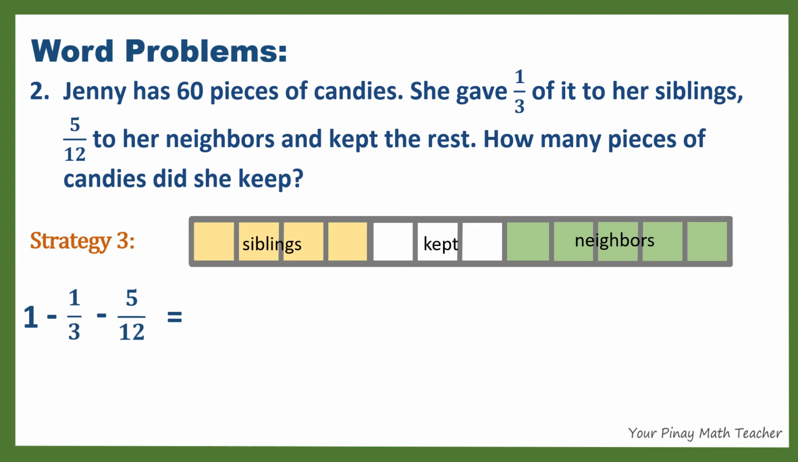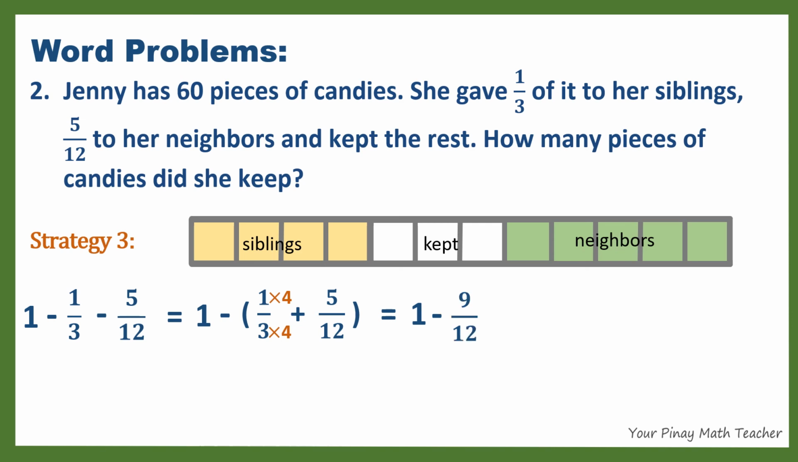This expression, 1 whole minus 1/3 minus 5/12, is just the same as 1 whole minus the sum of 1/3 and 5/12. Knowing that the two fractions are dissimilar, we have to make them similar. The LCD of 3 and 12 is 12. So multiply 3 by 4, and so with 1. So we get 4/12 plus 5/12. So this is equal to 1 whole minus 9/12.